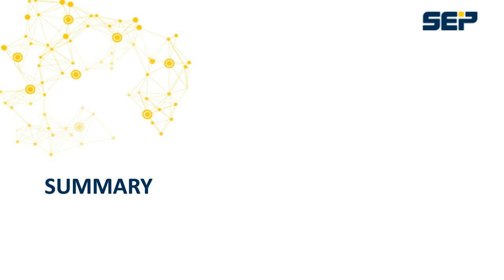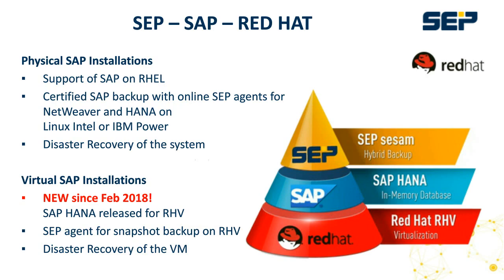What is the summary of this webinar? We saw that we have a very excellent combination of Red Hat environments with SAP and SEP. Of course, RHEL and RHEV are a wonderful base for SAP environments, even for SAP HANA, S4HANA environments, and they are all served with SAP sesam as a backup software. You can use this complete stack of Red Hat, SAP, and SEP in physical SAP environments as well as in virtual SAP environments.